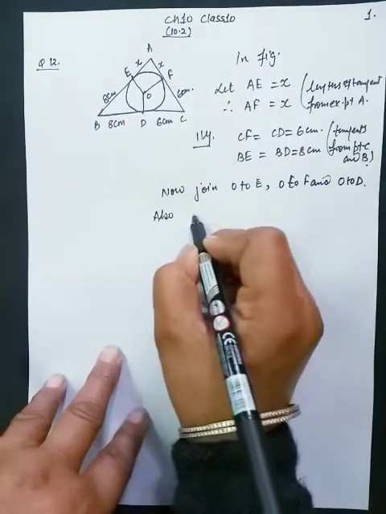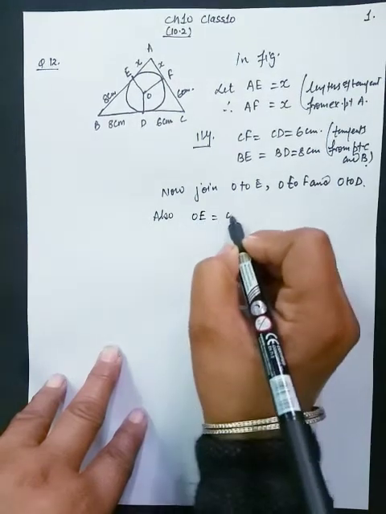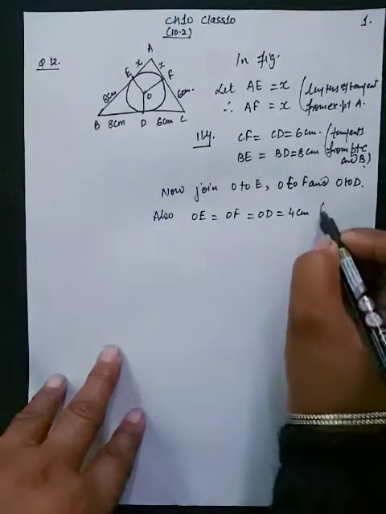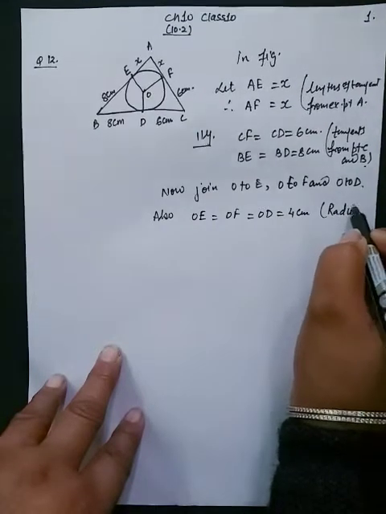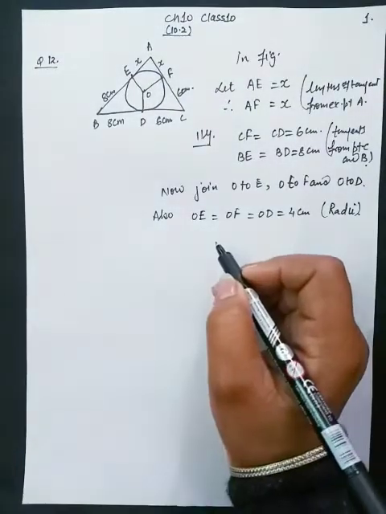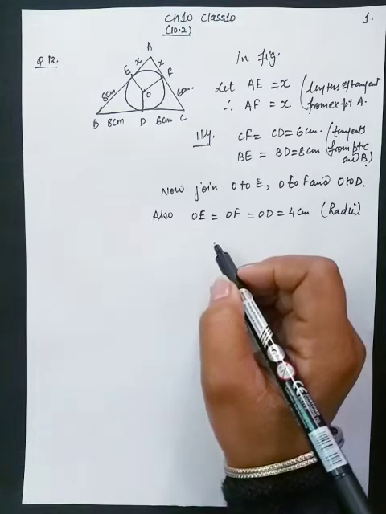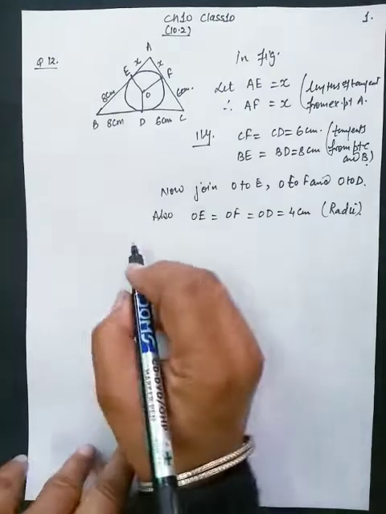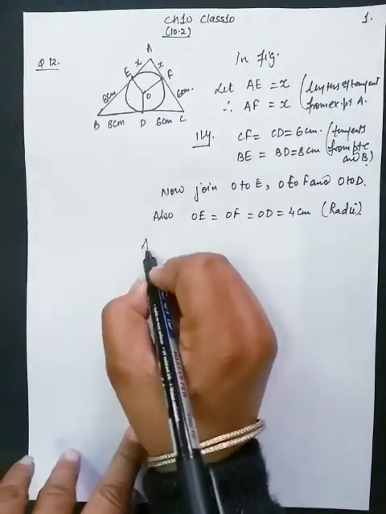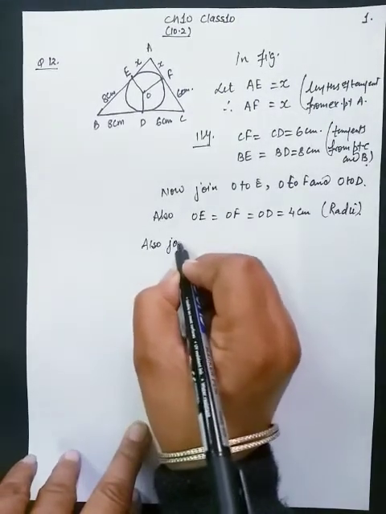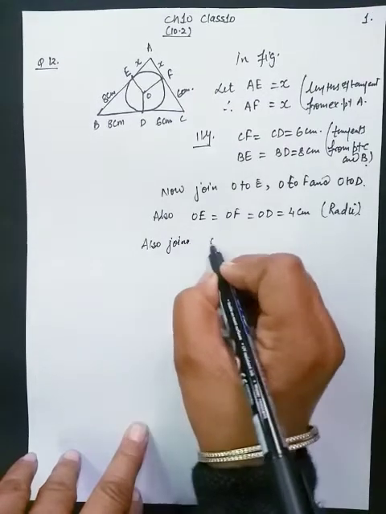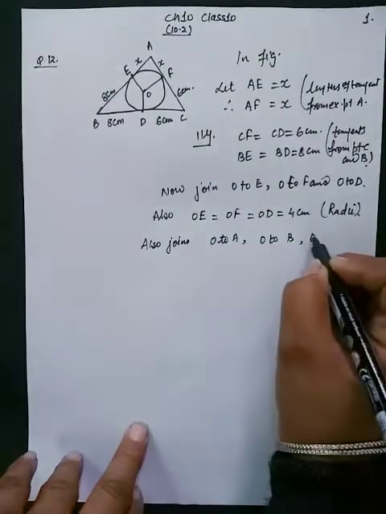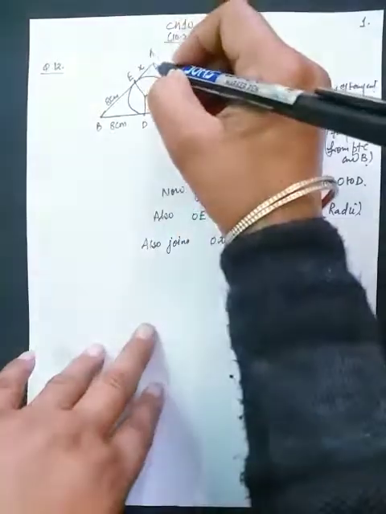Also, OE is equal to OF is equal to OD is equal to 4 centimeter because these are the radii of the circle. Now we have to find the length AB and AC. For this what we have to do? Let us also join O to A, O to B and O to C.